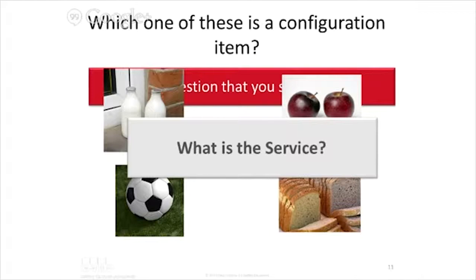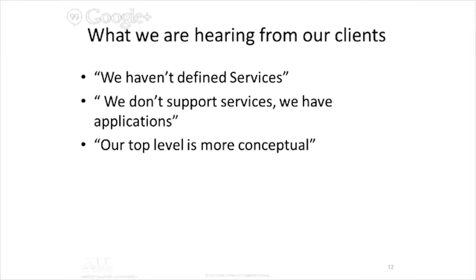And there is a little bit of discussion around whether perishable items can be CIs or not, and Stuart and I had some fun discussions about that in the past. But the essential question is, without knowing what the service is, we have no idea what the configuration item might be. And we've actually heard this from our clients. Most of our clients say, we haven't defined services. These are real quotes from clients of mine. We don't support services, we have applications. Or our top level is more conceptual.